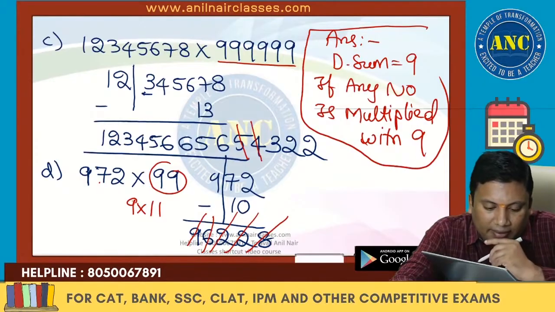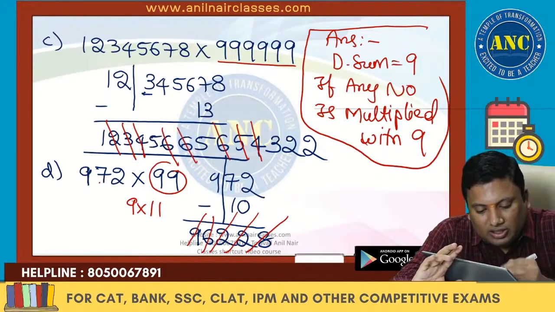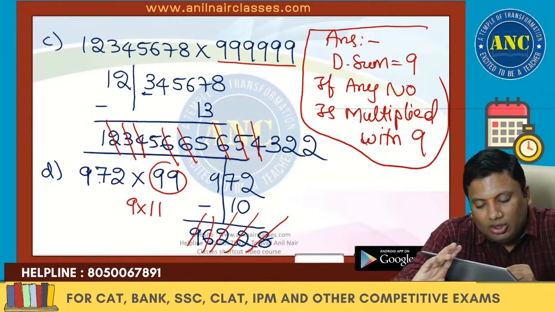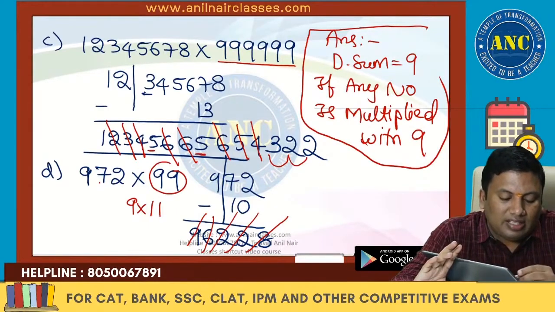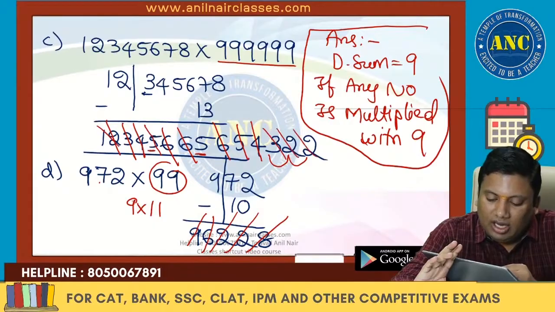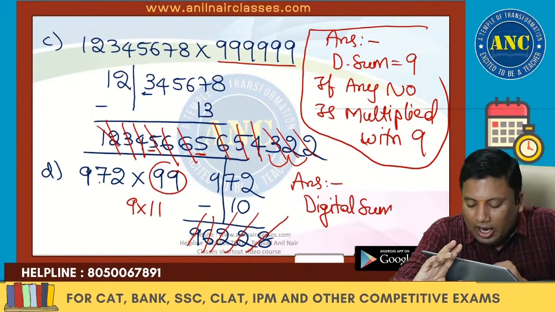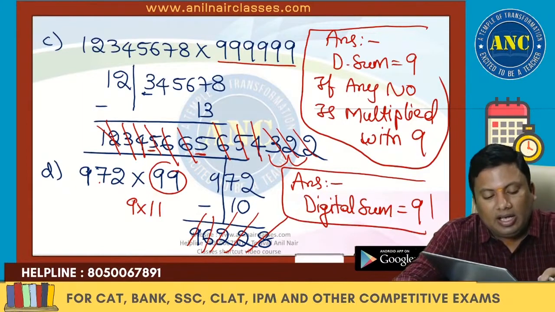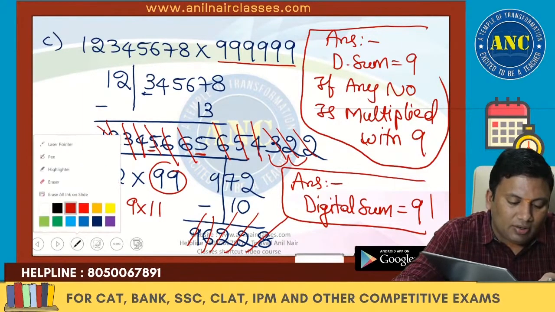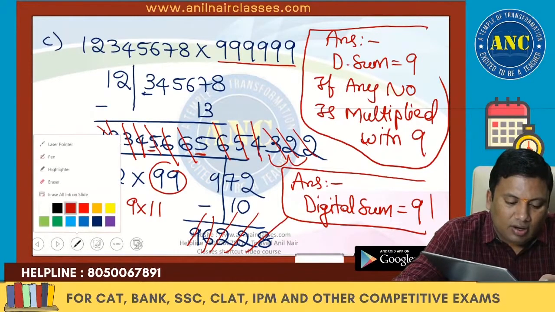5 plus 4, 9. 3 plus 4 plus 2, 9. Next one, 6 plus 6 plus 6, it is 9. Next one, 3 plus 2, 5. 5 plus 2, 7. 7 plus 5, 12. 12 plus 5, 17. 17 plus 1, 18. Answer digital sum should be 9. If you multiply any number by a series of 9s, please write down, if you multiply any number by 9, answer digital sum is always 9.